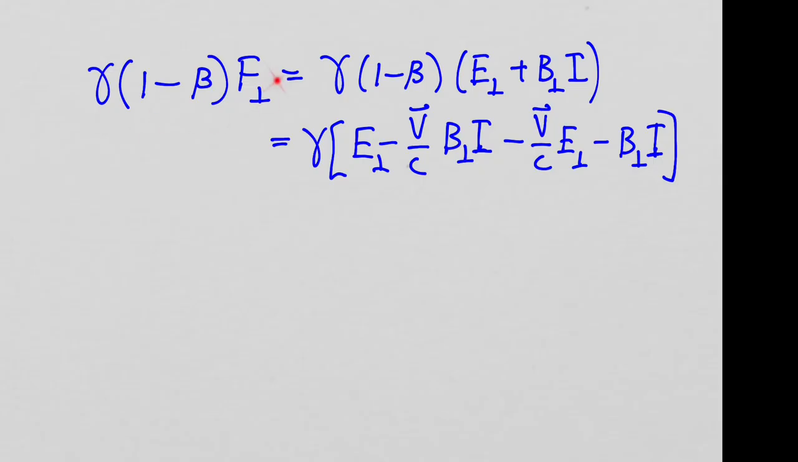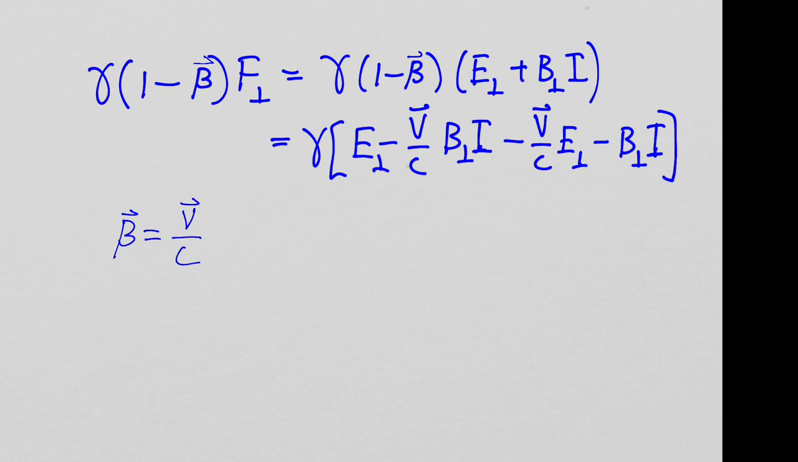And the first step is we write this down. We write down gamma times 1 minus beta. Now remember, beta is kind of a vector here, right? So I probably should put this on because beta actually is defined by the vector V, right? The vector V over C, right? So there should be a little vector there. Let me just put them in where they belong.